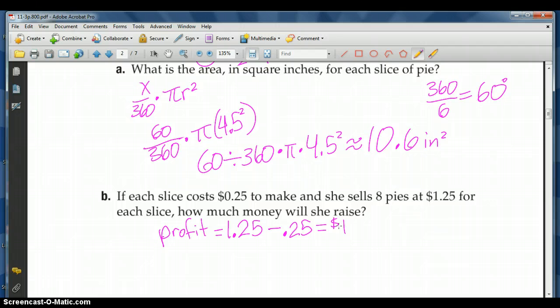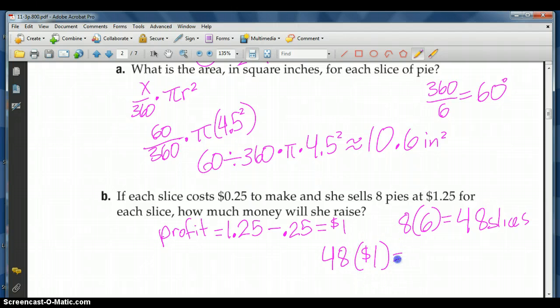So we want to multiply that by the number of slices that she has. So if she's splitting each pie into 6 pieces, and there are 8 pies, 8 times 6 means that she has 48 slices. So let's just multiply 48 by $1, and she would be making $48.